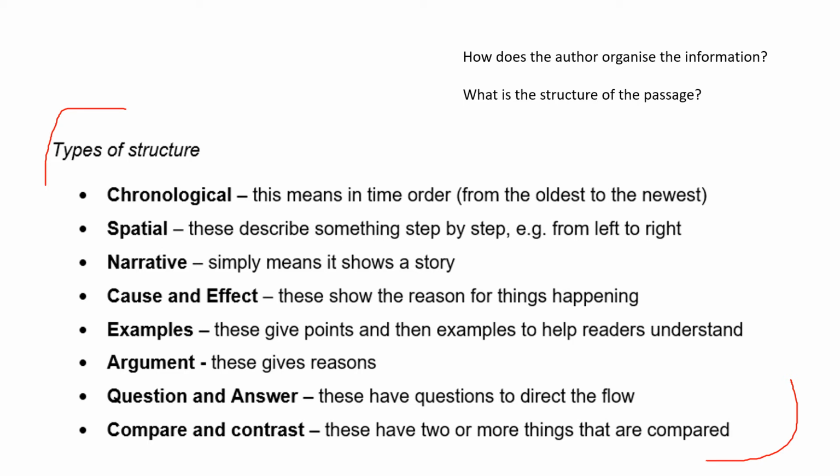Examples you've just looked at in the last passage, 28. Examples means giving points and then trying to give small pictures, if you like, of those points. Things that will help the reader to understand. You don't try and show everything, but you might choose one or two that can be used to help the reader understand the point that's been made.